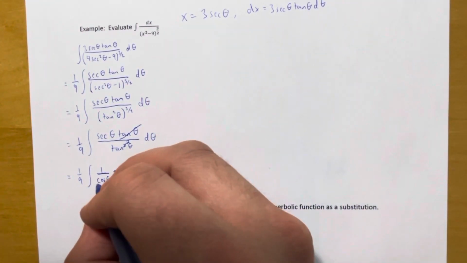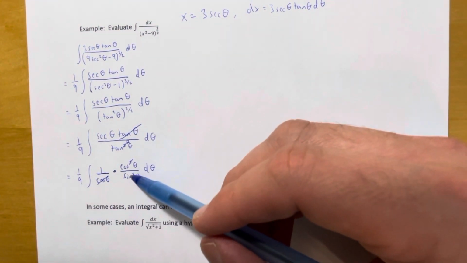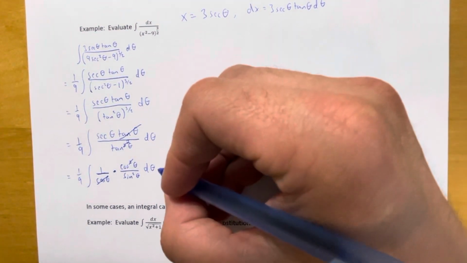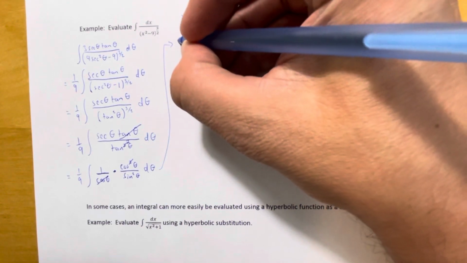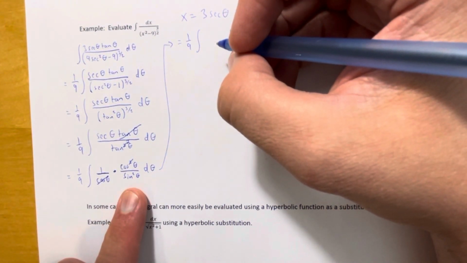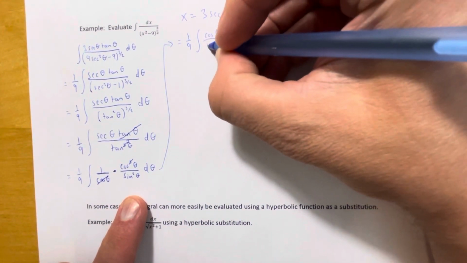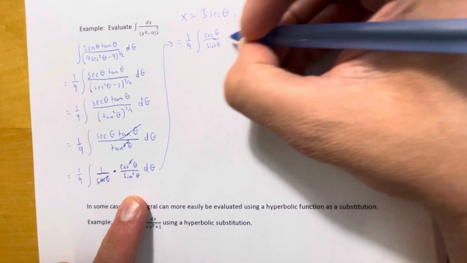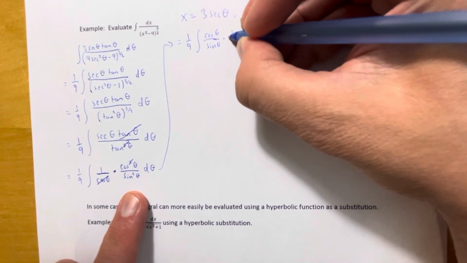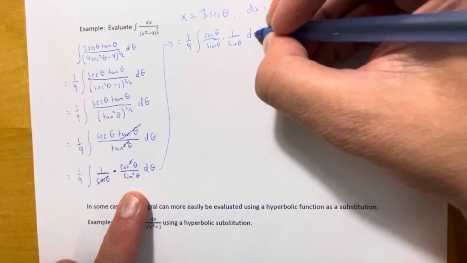Okay, now I see more cancellation happening. That cosine and that cosine squared. So now what I have is cosine of theta over sine squared of theta. I can pull a cosine of theta and a sine of theta out as one of those factors, leaving me with a 1 over sine of theta here.